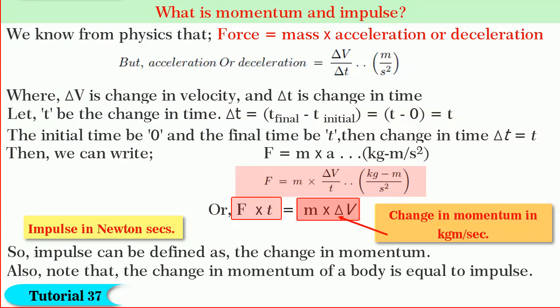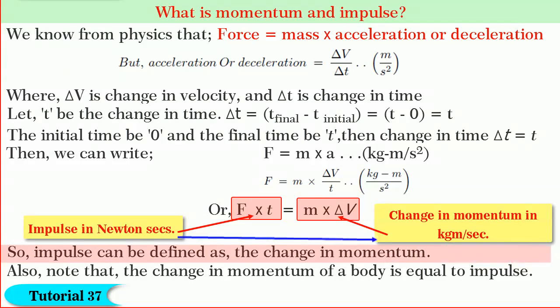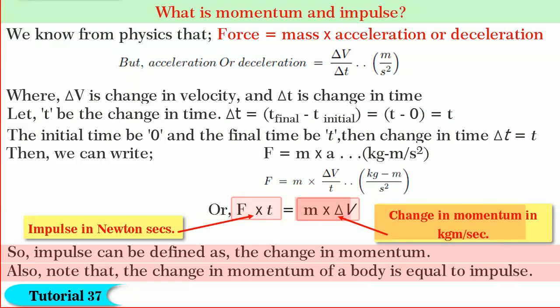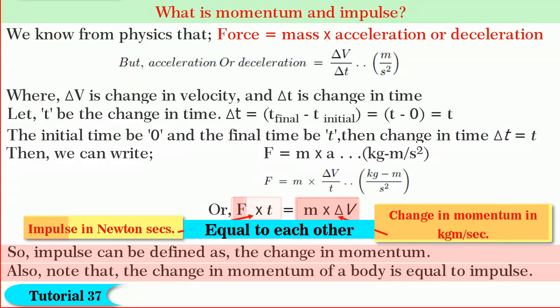momentum in kg meter per second and F into T is known as the impulse in Newton seconds. So, impulse can be defined as the change in momentum. Hope you have understood it. Friends, also note that the change in momentum of the body and the impulse are equal to each other. Remember this.